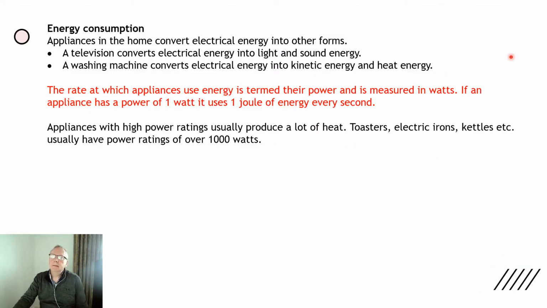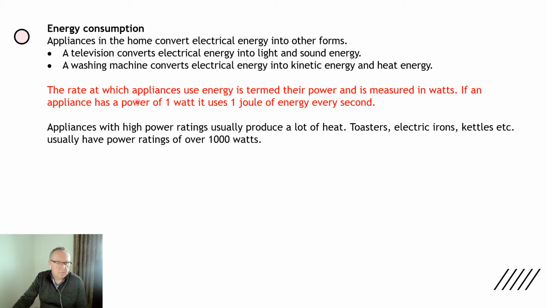Basically, power or electrical power or power in general is about the rate of using energy. So we'll just read through the text here. It says appliances in the home convert electrical energy into other forms. So a TV, for example, converts the electrical energy into light and sound. A washing machine produces kinetic energy or movement energy and heat and sound as well.